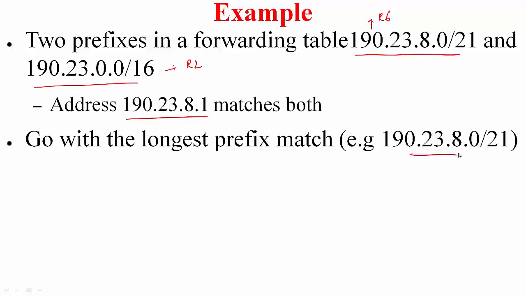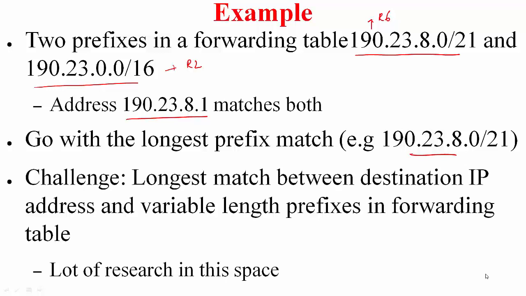Now if you look at the task of forwarding, we have to do the longest match between a destination IP address and a variable length prefix as part of the forwarding table. And as we covered in the router design, you want to do it extremely fast. So there's a lot of research that happens in this space. We are not going to cover all that. Now are we done with addressing? Not quite. We are done as far as this video is concerned. There are more issues we will cover as part of other videos.